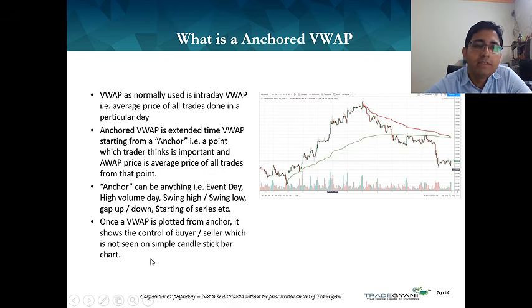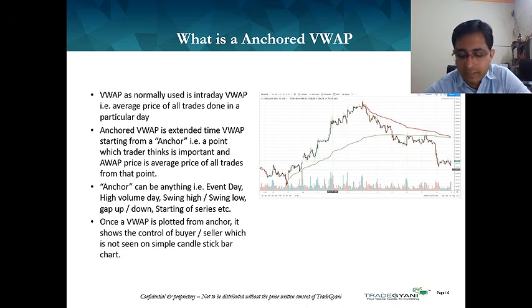So next is, once a VWAP is plotted from an anchor, it shows the control of buyer and seller, which is not seen on a simple candlestick chart. I'll be taking examples now, explaining more about how to select the anchor and how to interpret that information.